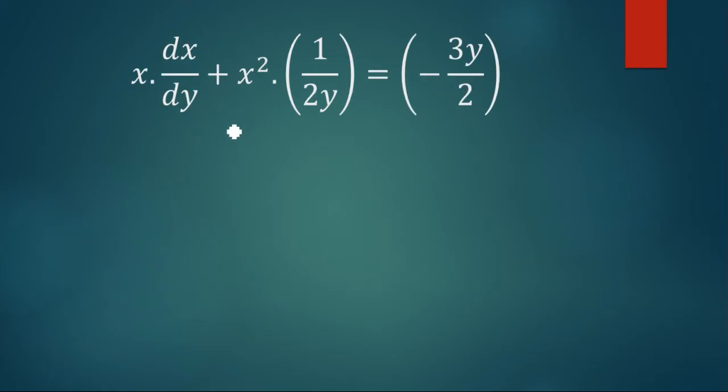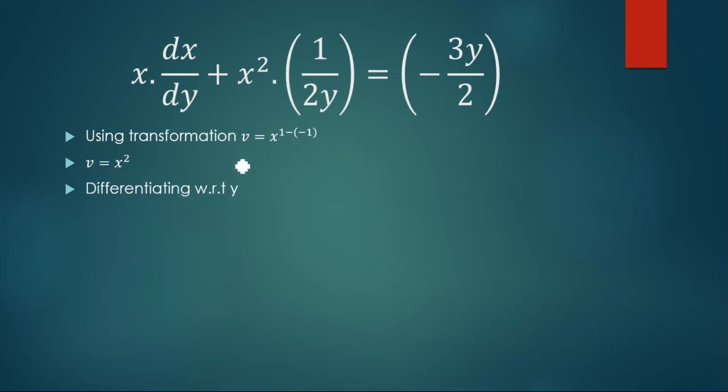So the second step was to use the transformation, right? So we use v equals to x to the power 1 minus n. Here n is minus 1, so it comes out to be v equals to x square, because minus minus gets cancelled and it comes out to be positive. So now we have to differentiate with respect to y. Why with respect to y? Because initially we used to do dy by dx, so we used to differentiate with respect to x, but now we are doing it with respect to y, like the opposite thing.